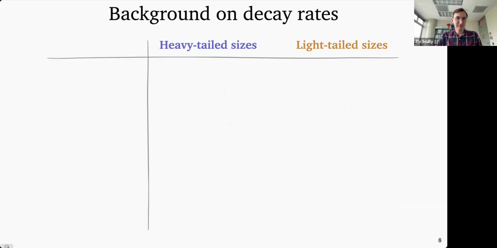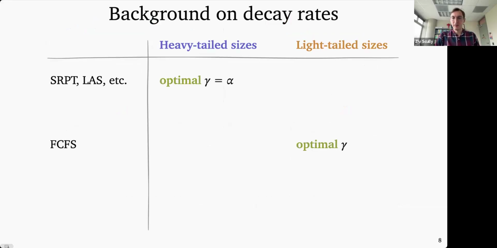And so I'm going to start by comparing two families. One is the family that I told you was optimal for a heavy-tailed setting: SRPT, least attained service, and so on. And then the other is first come, first served, which I told you is weakly optimal for the light-tailed setting. And one curious fact about these is that first come, first served is optimal for light tails, but it's actually the worst you can possibly do in the heavy-tailed setting.